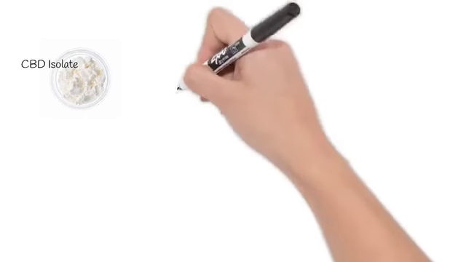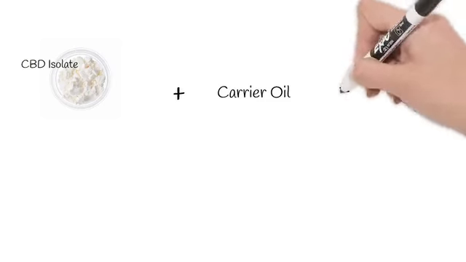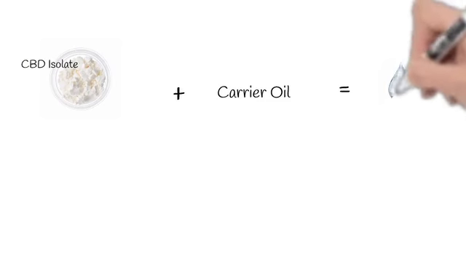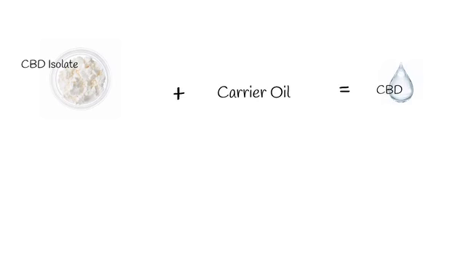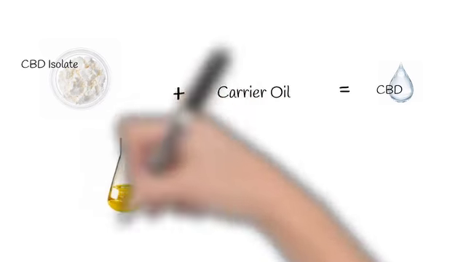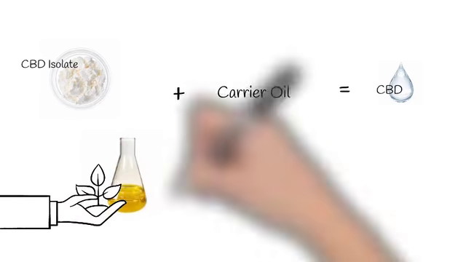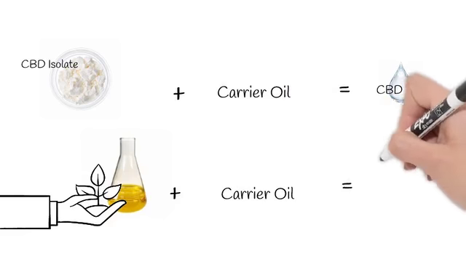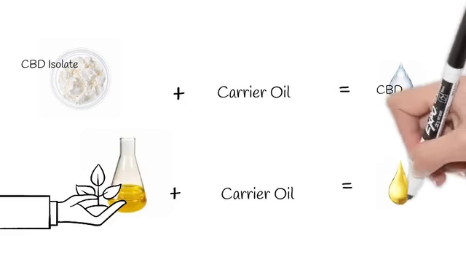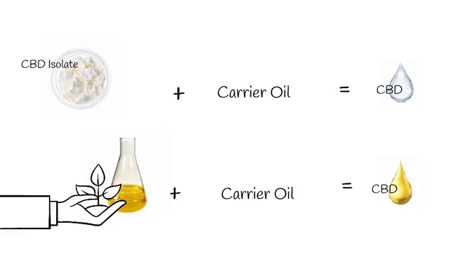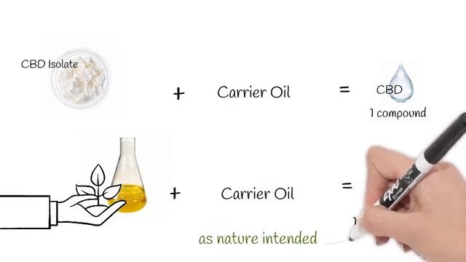So to look at this on a chart, a CBD isolate plus a carrier oil is going to give you something that's marketed on the shelf as CBD oil, and it's generally clear in color. For a full spectrum oil, which is the one with all of the different ingredients, and you add it to a carrier oil, it's also going to be marketed on the shelf as a CBD oil, and it's generally going to be an amber color. So they both can look exactly alike on the shelf. The difference is the isolate will have a single compound, and the full spectrum will have hundreds of compounds, exactly as nature intended.